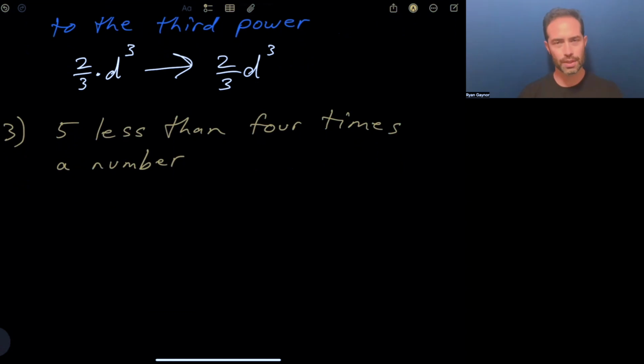Okay, so I need to point this out again because this is the most common mistake I see when my students are working on this for the first time. They go, "5 less than," okay, so that means 5 minus. Again, that's not true. So in this type of verbal expression, instead of starting with the 5 less than, we're going to start with the second part. So 4 times a number.